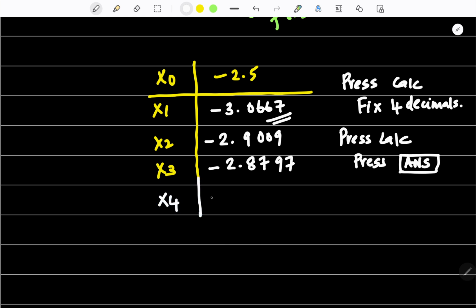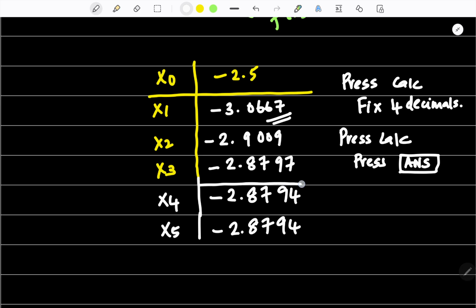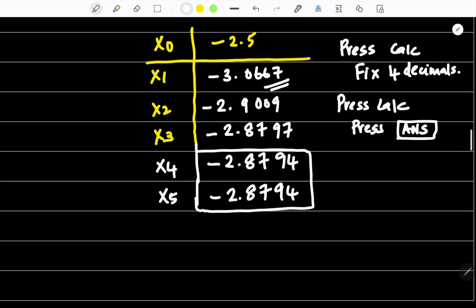X4, I'm getting minus 2.8794. Again, press calc, press answer key. You will get minus 2.8794. Wow, nice. These two values are the same. So therefore, we are going to write the answer. The root is 2.8794 with a negative sign.